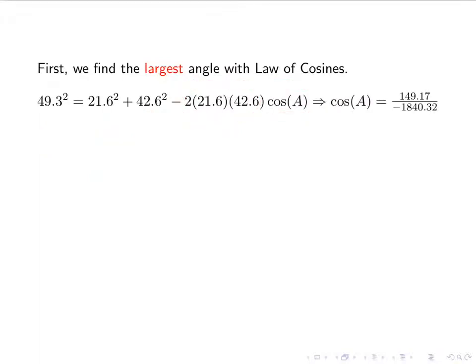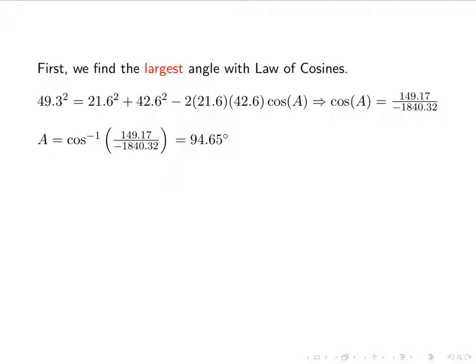So cosine of A should be 149.17 divided by negative 1840.32. A lot of people will forget that there is a negative sign here. So again, you're dividing by a negative 1840.32. If I know what cosine of A is and I want to know what A is, I hit it with cosine inverse. So A is cosine inverse of that fraction. Don't forget the negative. And I'm going to get 94.65 degrees.